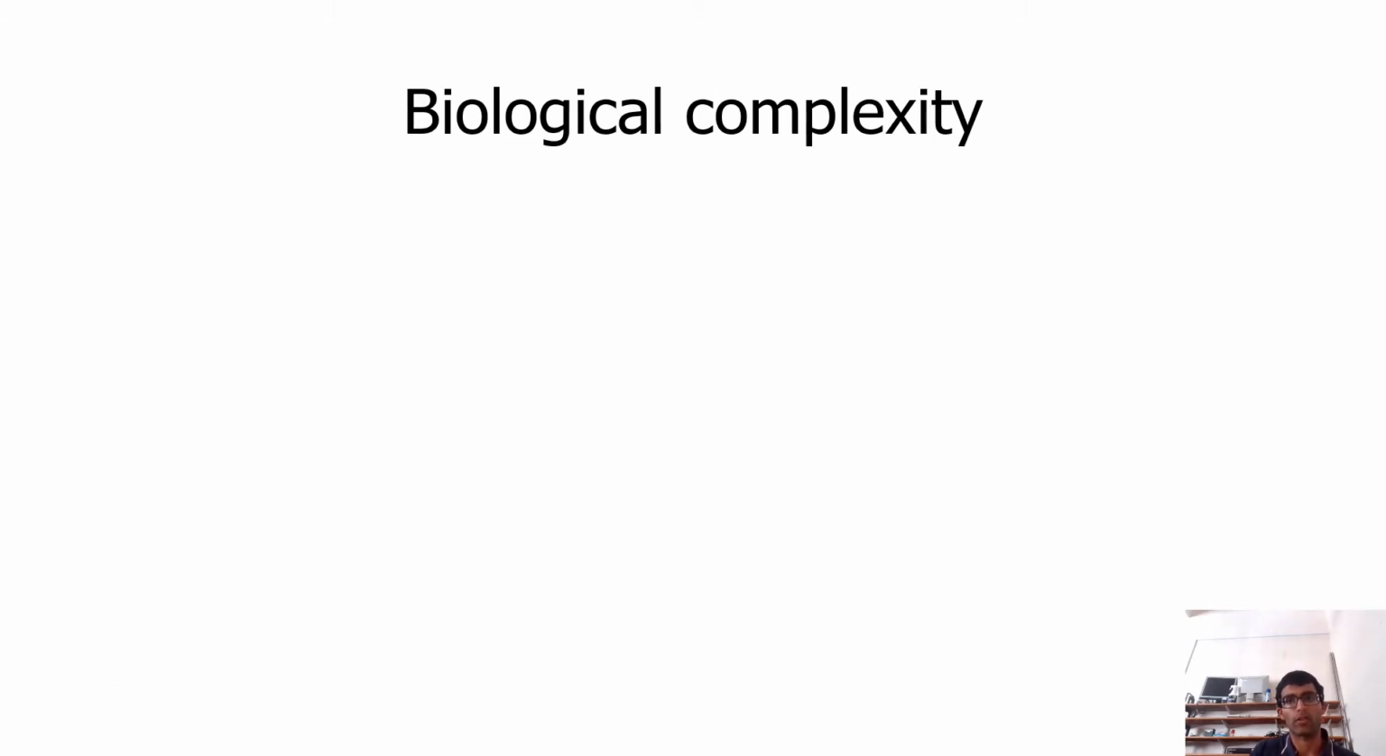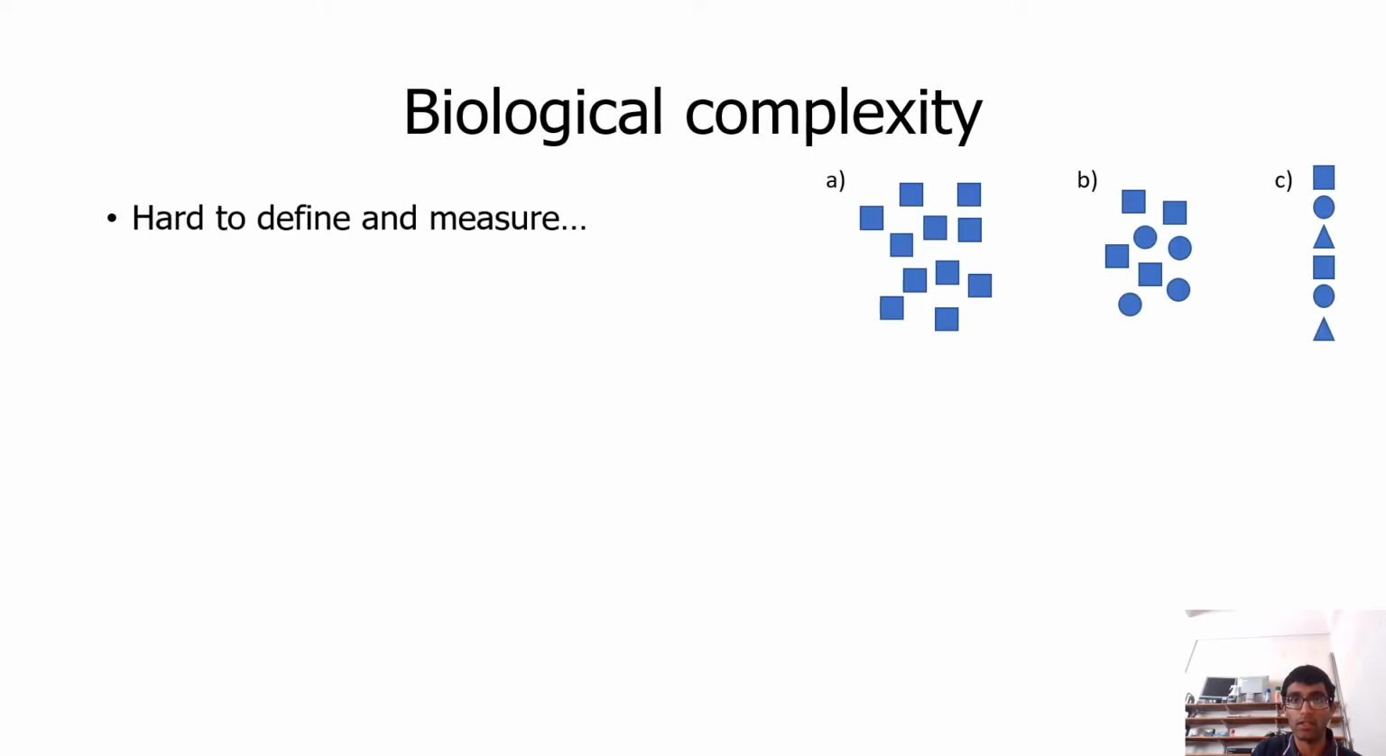So why should we focus on complexity? Well, it's an under-researched subject. Biological complexity is difficult to measure, so it's almost never been quantified. For instance, which of these patterns is the most complex? A has more components, but they're all the same. B has fewer components, but has more variation, and they're randomly distributed. And C has the most types of components, but the pattern is predictable.